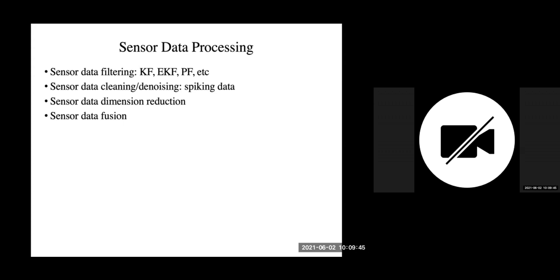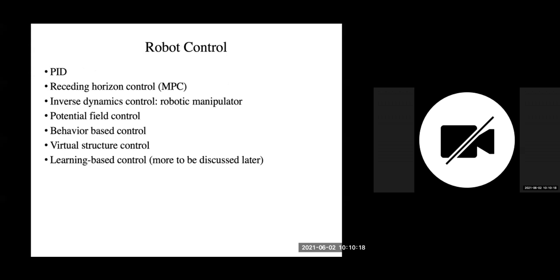The last component of sensory data processing is sensor data fusion, which means you probably have data from multiple sources. How do I fuse the data from different sensors? For example, you have different views of the object. How do you fuse the data from different sensors so you can get a better idea about the object? That's sensor data fusion. So that's the sensor part.